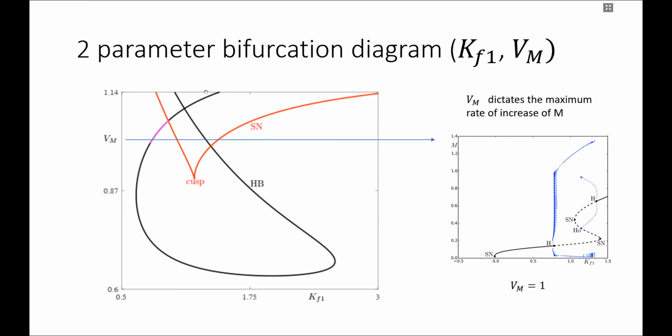So what are the two important pieces of information that we get from this two-parameter bifurcation diagram? It shows for which values of VM and KF1 we have this oscillatory regime between mania and depression, and the values lie within this black curve here and here. Moreover, for values of VM below the cusp, we no longer have the possibility of two distinct steady states that we mentioned earlier of mania and depression.